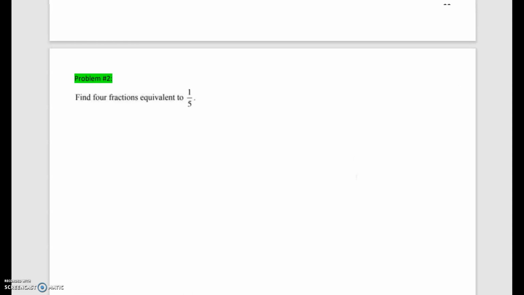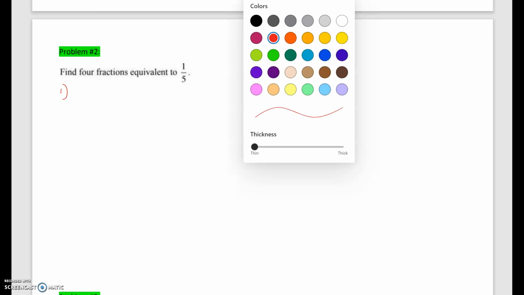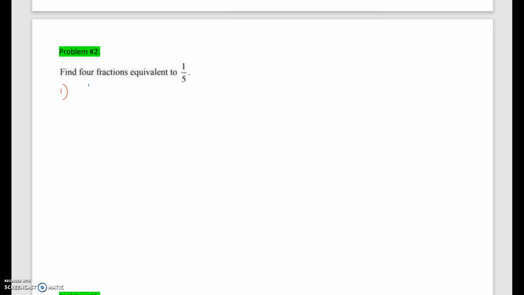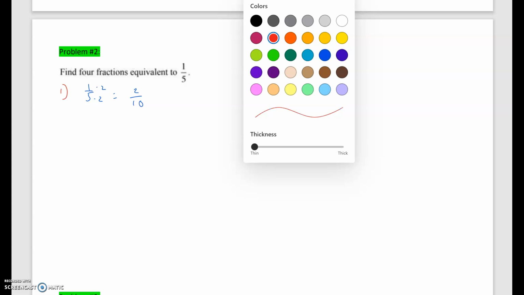And on this particular problem, they're asking for 4 fractions equivalent to 1/5. So all you have to do is basically multiply top and bottom by the same value. So for example, for my first fraction, I'm going to use 1/5, and I'm going to multiply top and bottom by 2. So this is going to be 2/10. This is going to be our solution, or one of them.